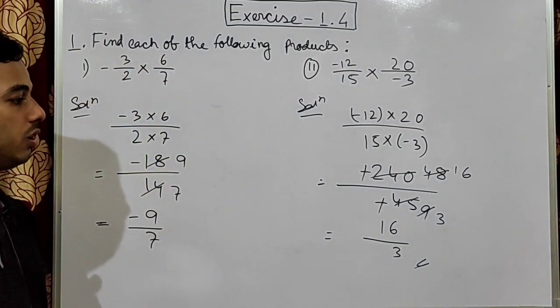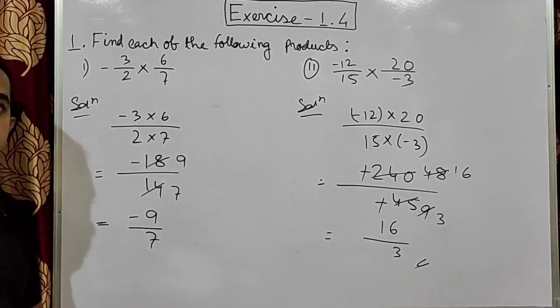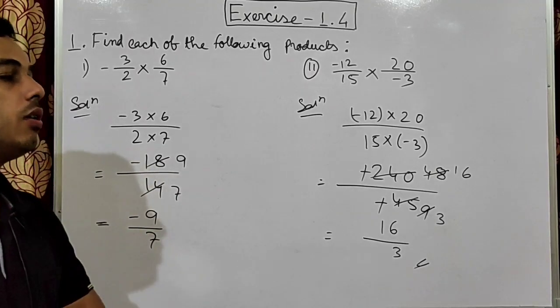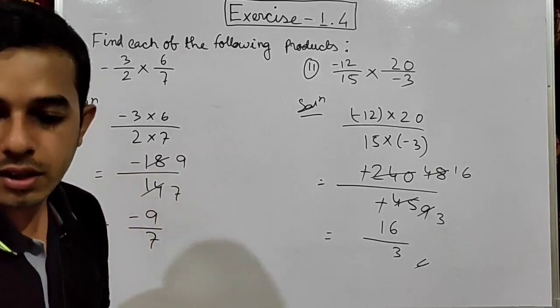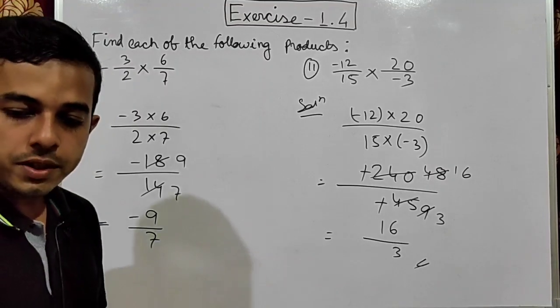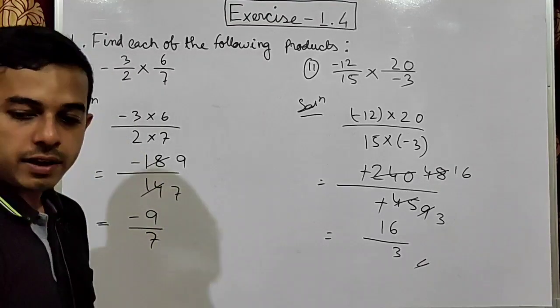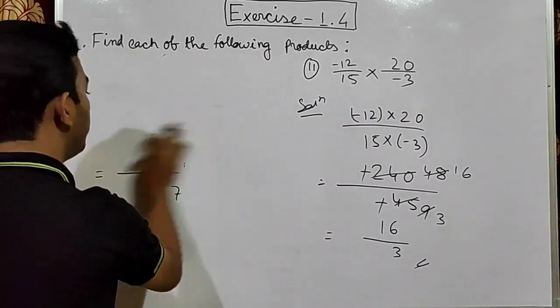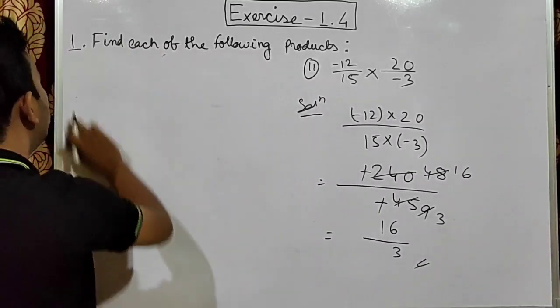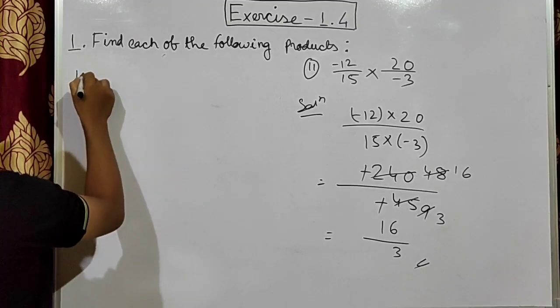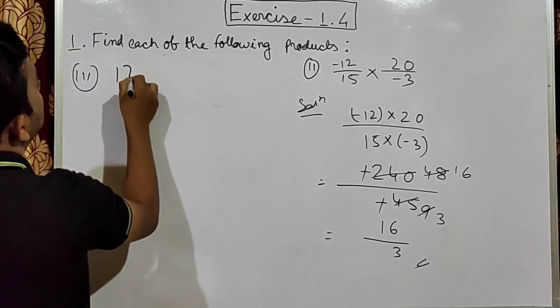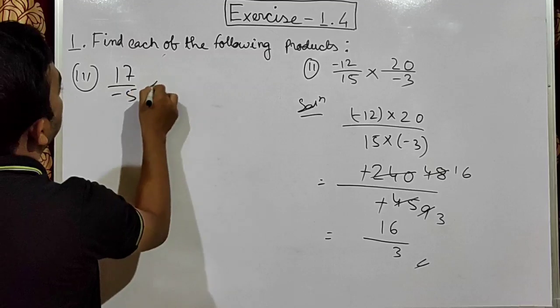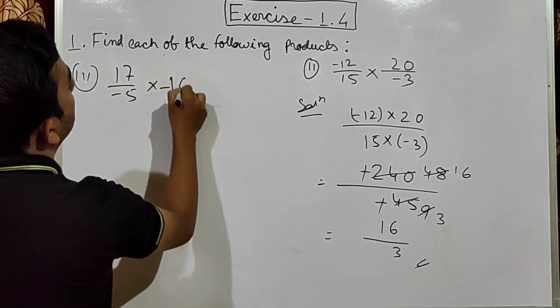So I hope you have understood how to find the product of rational numbers. Let's solve another one, that is Roman number 3: 17 by minus 5 into minus 10.